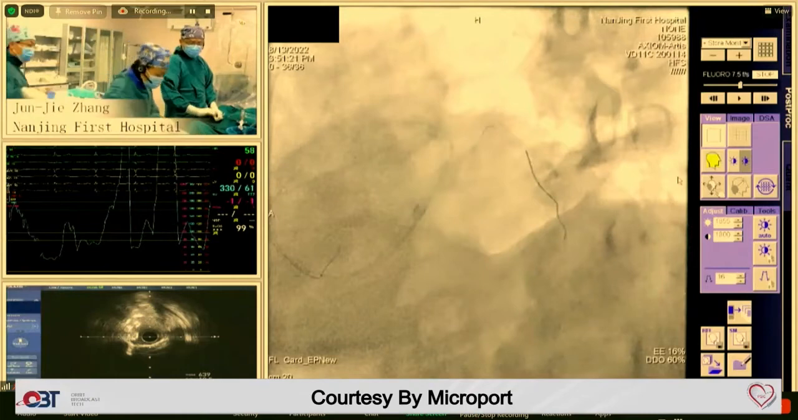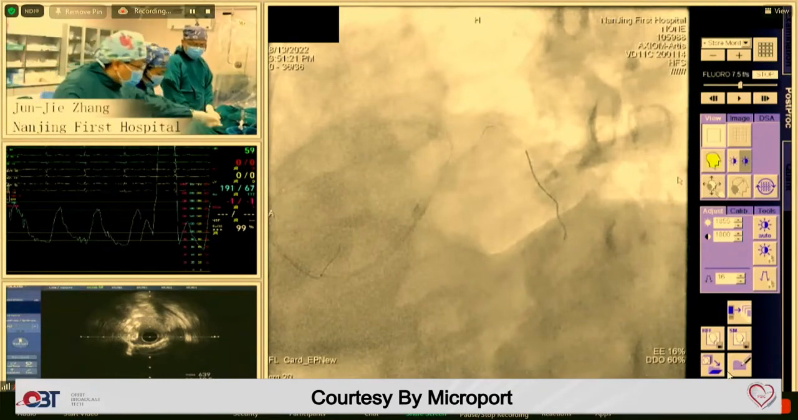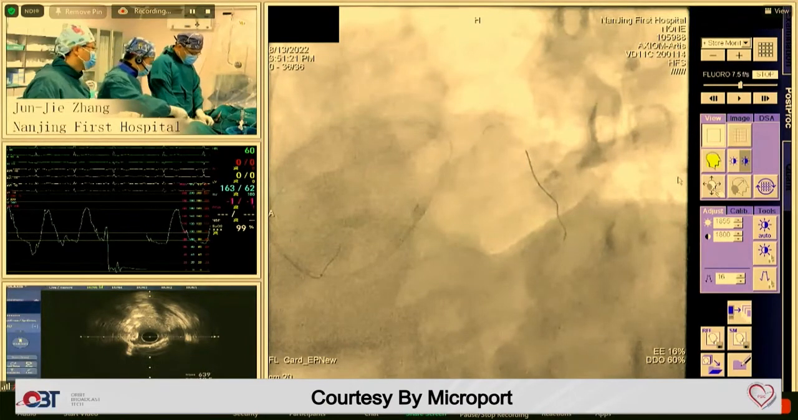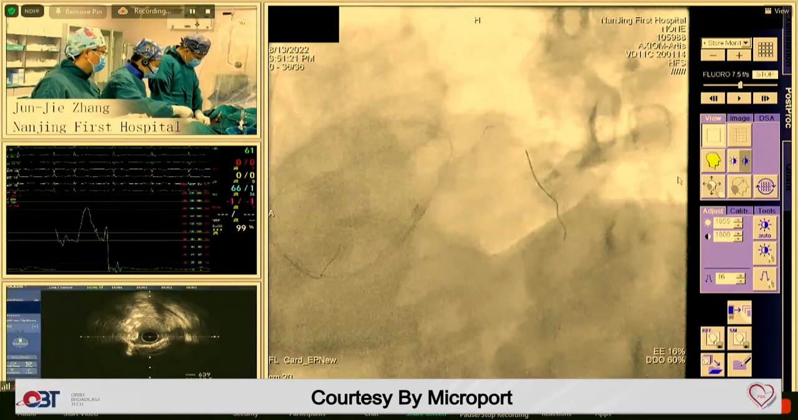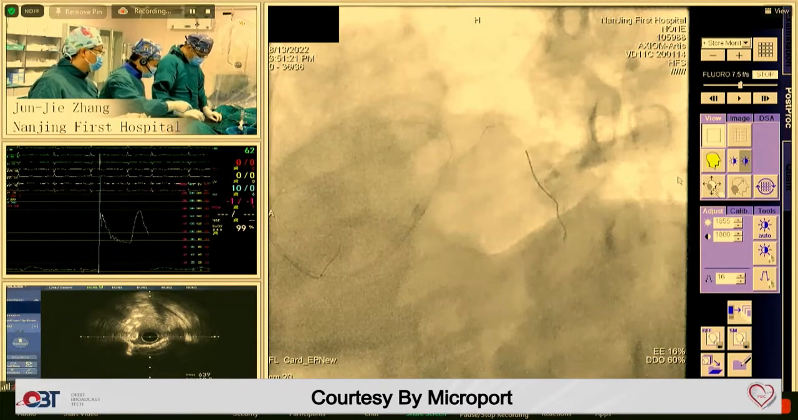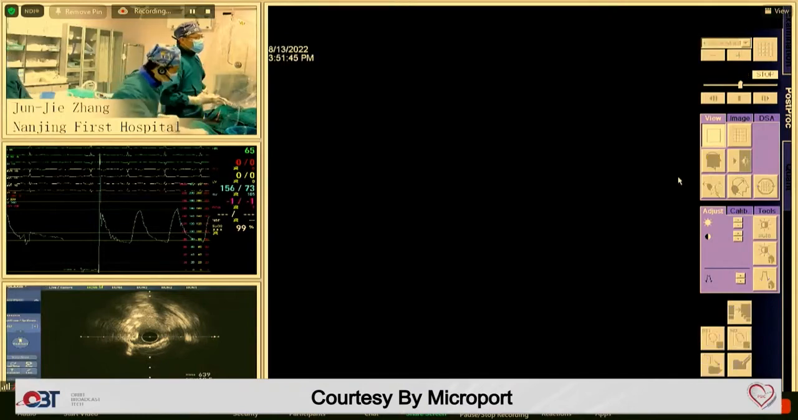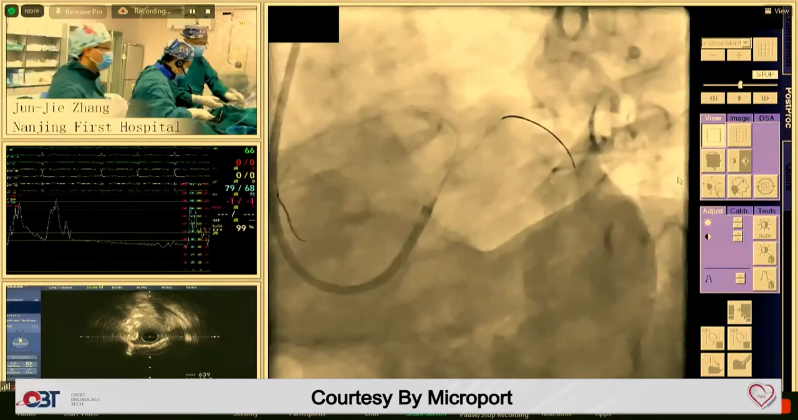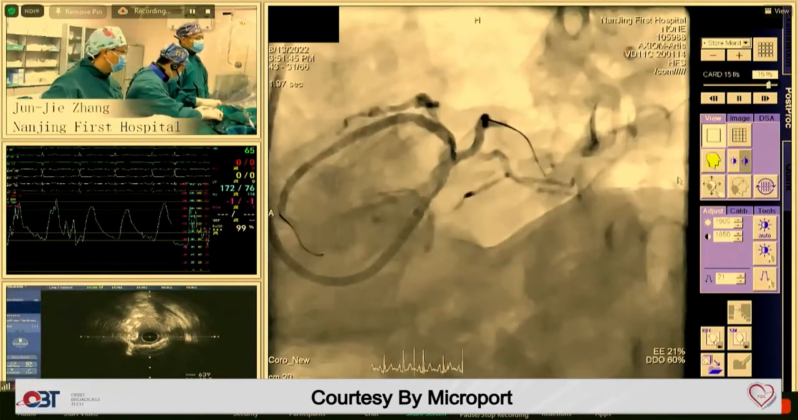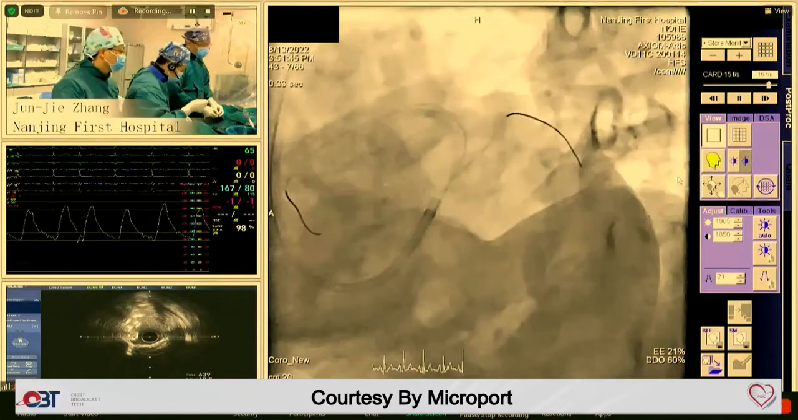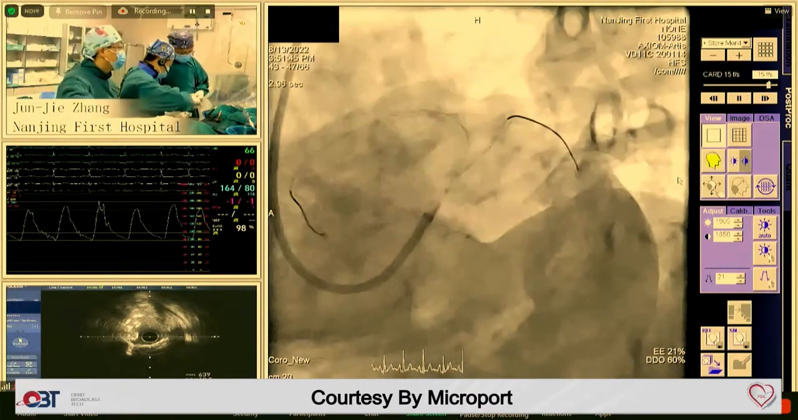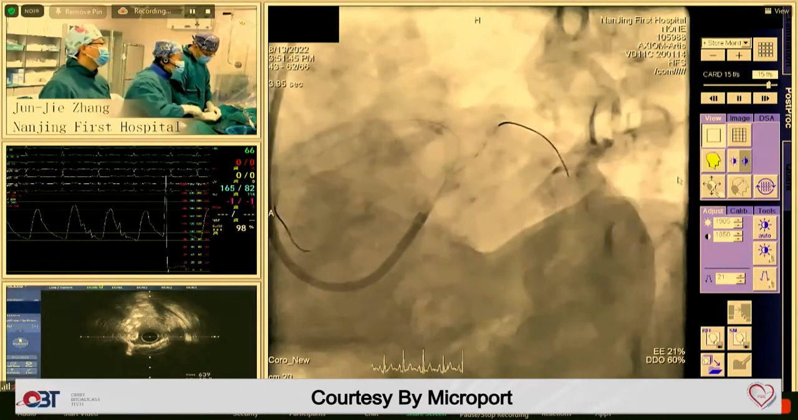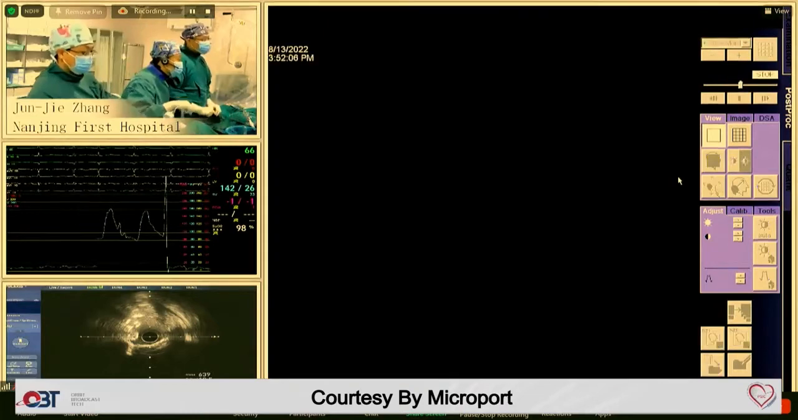After the first kissing balloon inflation with the 3.5 and the 2.75, now we switch to 3.5. Another very important point is that during kissing inflation, the overlapping length of the two balloons in the main vessel should be as short as possible, usually 2 to 3 millimeters, because we try to recreate a metal carina, to avoid elongation of the carina. That's very important. So you have successfully performed the first kissing, right? So the next step will be very easy for you.